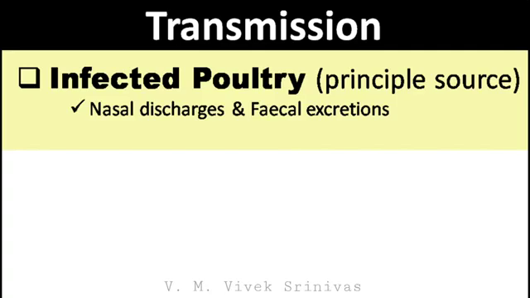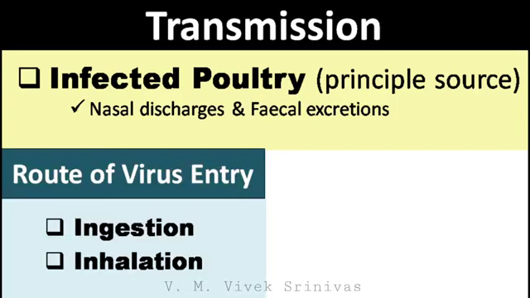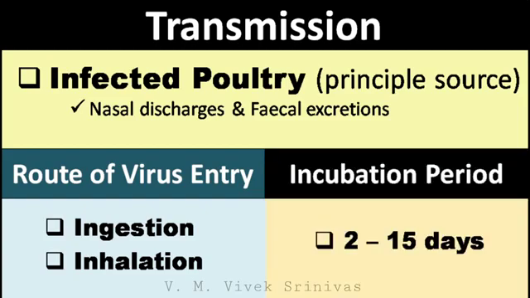Transmission. The nasal discharges and the fecal excretions from the infected poultry act as the principal source of this virus. This virus has its portal of entry through inhalation and by the ingestion route. The incubation period is on average 2 to 15 days from the entry of the virus.